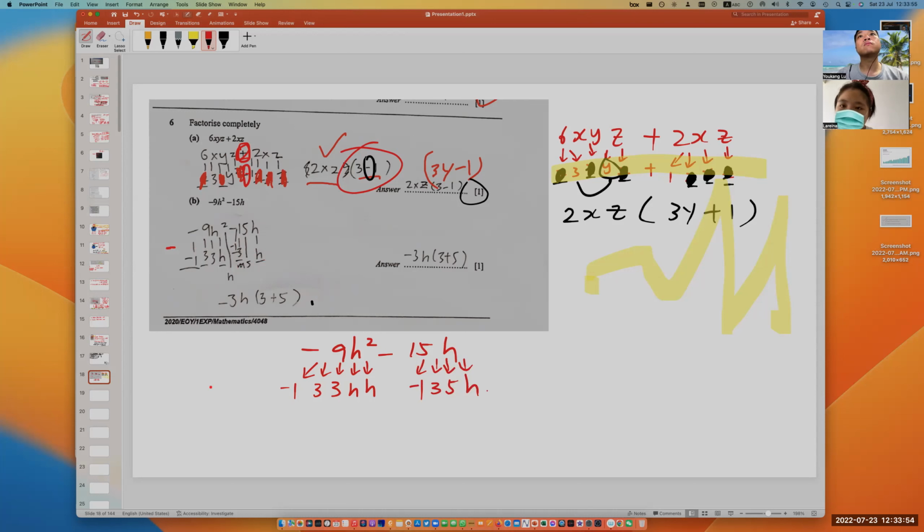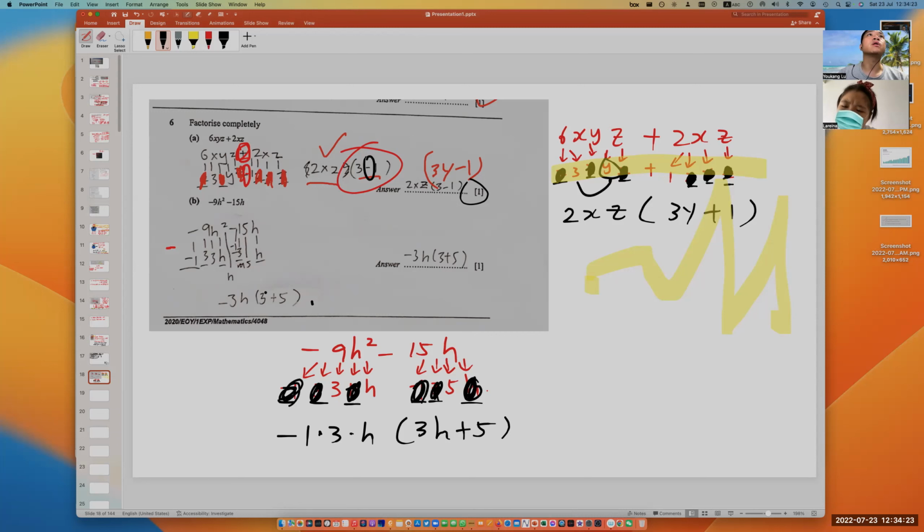Same level. So now take out the common factor: minus 1, 3, and H. So take out minus 1, 3, and H. Okay, so negative 3H. Never mind. I want to get rid of all this so I don't see them. So I have 3H plus 5.